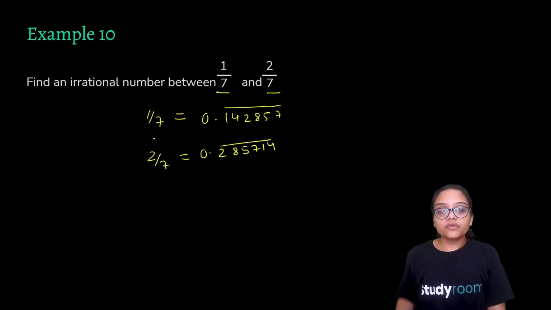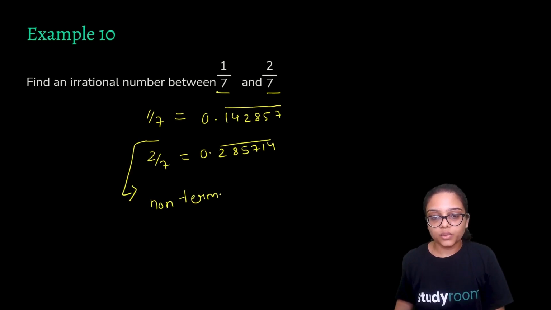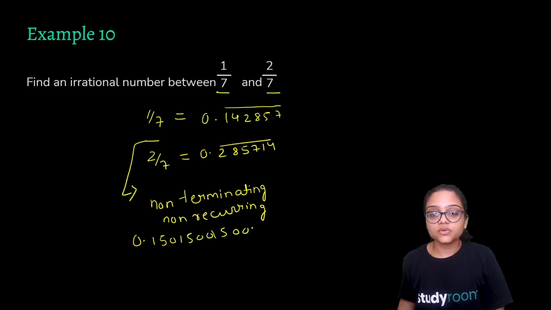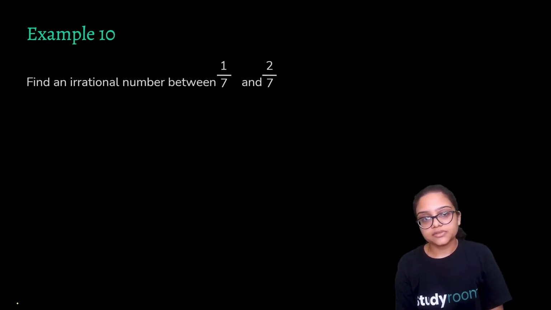Correct? So now we have to find a number in between which is an irrational number. You know that irrational numbers are non-terminating, and at the same time they are non-recurring or non-repeating. You could write either way. So think of a number in between. I could write 1.150, 15000, and so on. Or could I write 1.1601600 or any number in between the above two? There can be plenty of numbers which you could write.